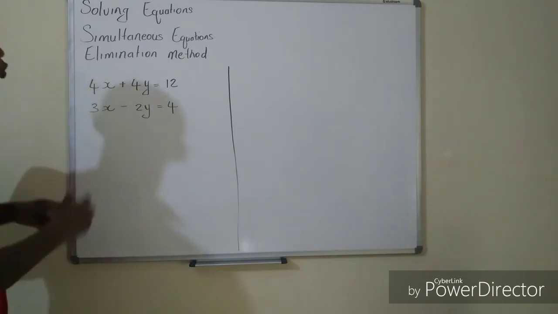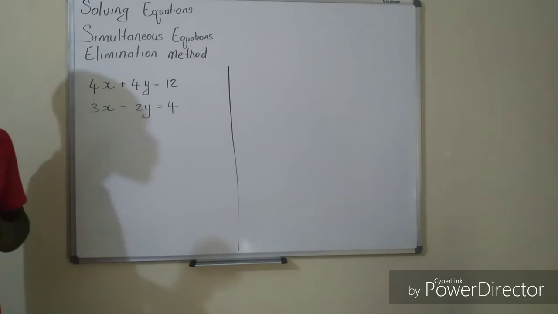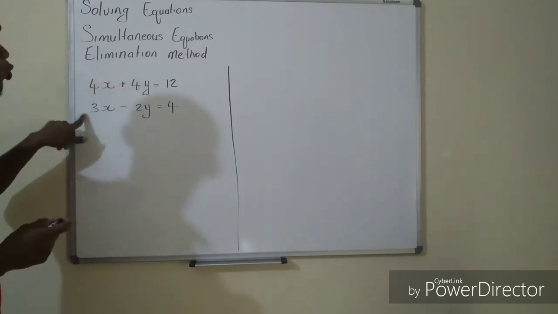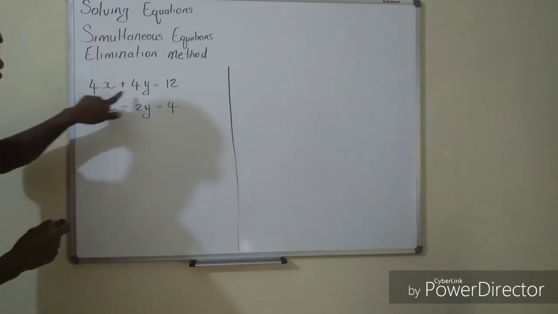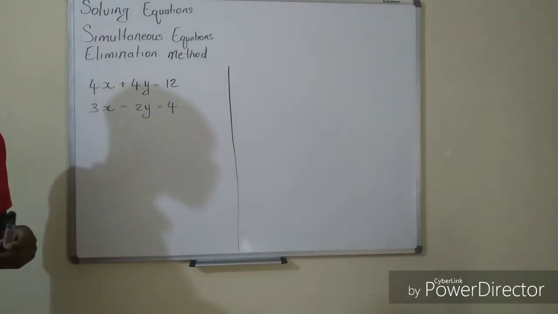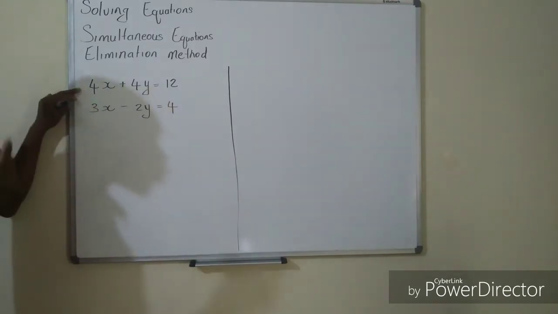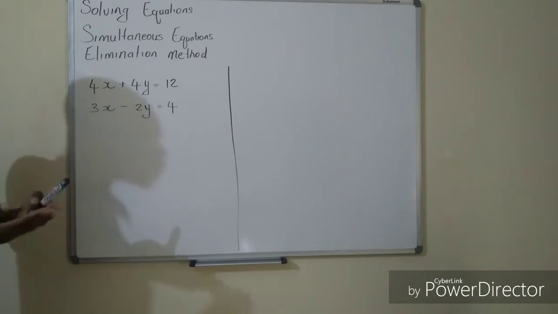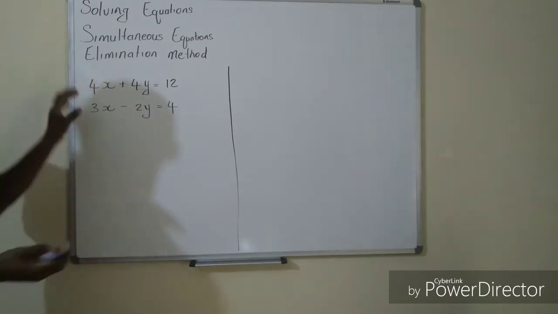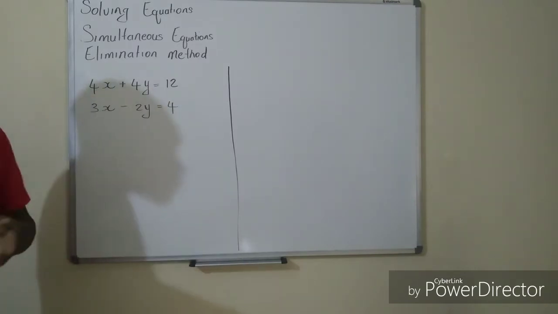Generally what you do, you look at the coefficients of the variables. You consider to yourself, what can you do to one of the equations in order for the coefficient of one of the variables to be the same. So if you look at these now, what can you do to one equation in order for them to be the same? You wouldn't really think of anything readily. You would have to probably multiply both equations by something for you to get them being the same.